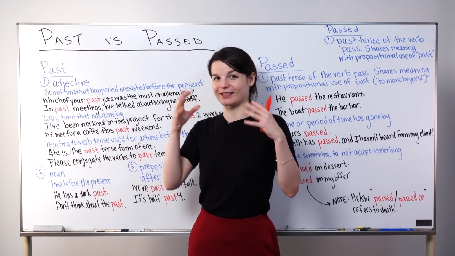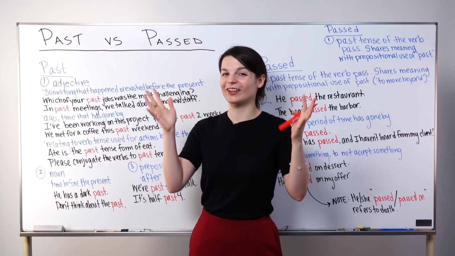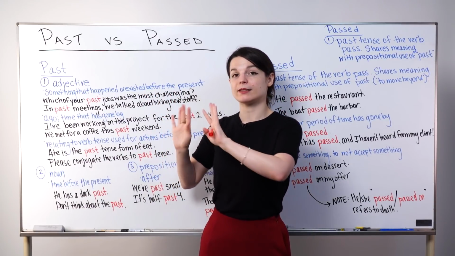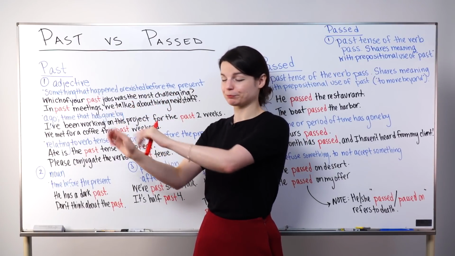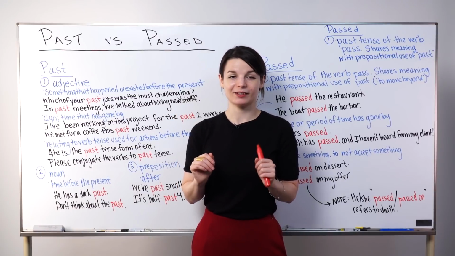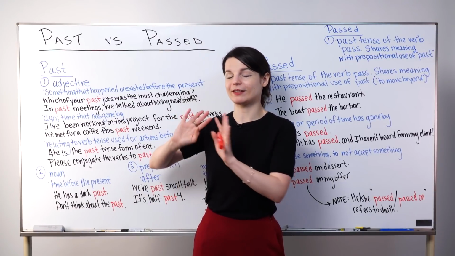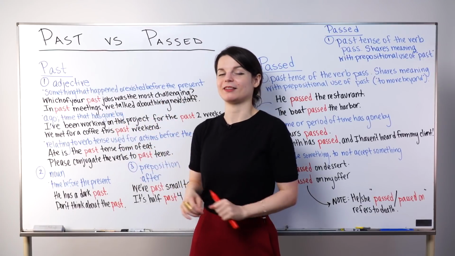So dark means it's not good, probably. It's not light, it's not great, it's dark. So that means his life before the present time is dark. One more example. Don't think about the past. So that means the things that happened before. Don't think about those things in the past.